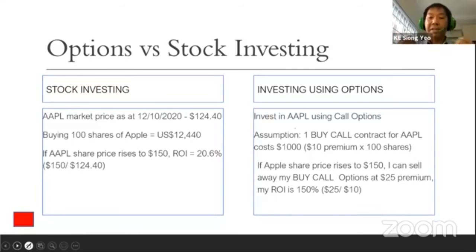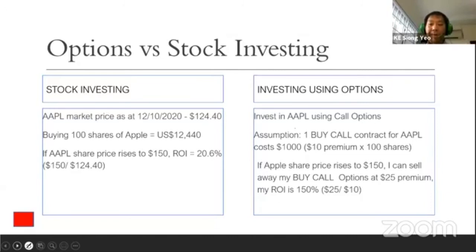What is the cost to you? It's $10 per share, so it's $10 times 100. You are required to fork out $1,000. Please compare this with buying 100 shares of Apple. You are only required to put up $1,000 to buy one call option contract.